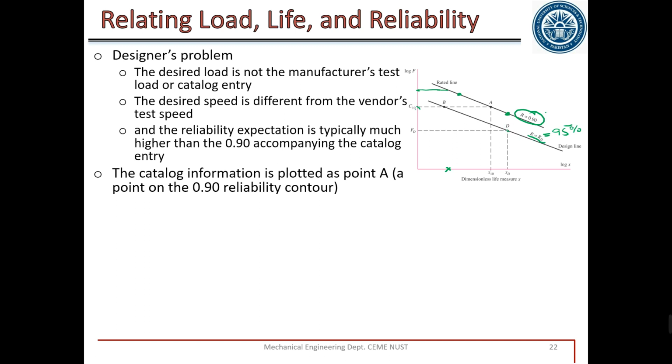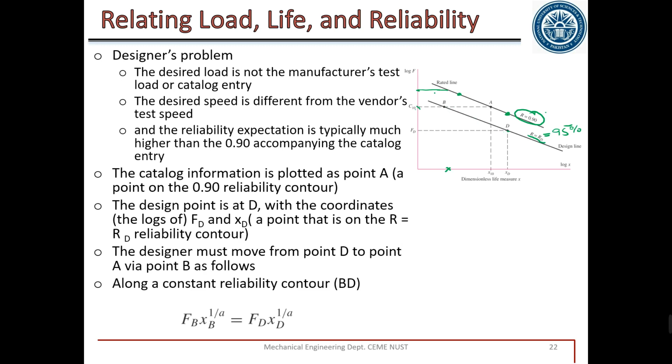These two lines are parallel. We will move from this point to this point until this line is parallel to this line, and moving from D to B, we will be using the same equation as we have solved initially. Moving from B to D, because the reliability line is not changing, we can move from point D to point B, and that point B is in line with point A. So using the same equation, we can move on the same reliability line.